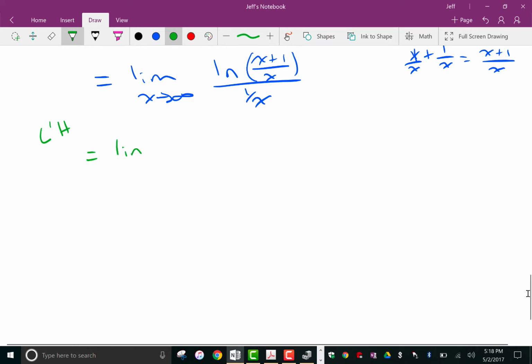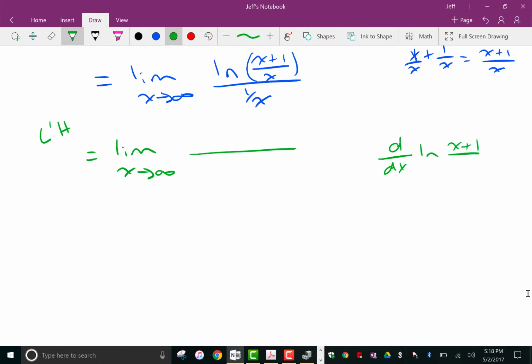And the limit is exactly the same. X is approaching infinity. And then I've got to take the derivative of the top. Okay, the derivative of the top. Let me scribble some stuff over here. I need to take the derivative of the natural log of (x plus 1) divided by x.